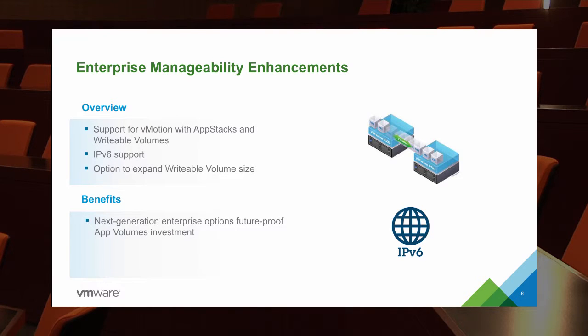AppVolumes 2.10 also has enhancements around enterprise manageability. So we now support vMotion with app stacks and writable volumes so that we can now secure those and align those with the rest of our vSphere infrastructure strategy, as well as support for IPv6 and the option to expand writable volume size. So no longer do you have to destroy the writable volume to start over. You can expand the writable volume and keep going.